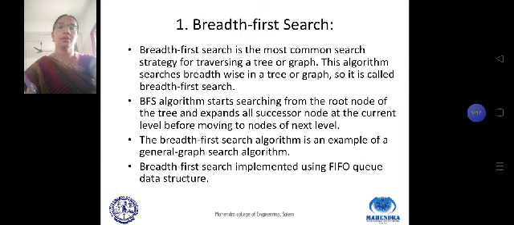Breadth first search is the most common search strategy for traversing a tree or graph. This algorithm searches breadth-wise in a tree or graph, so it's called breadth first search. This algorithm starts searching from the root node to the successor nodes in a breadth-wise manner. It is an example of a general graph search algorithm implemented using a FIFO queue data structure. What is FIFO? First in, first out. In a queue, the element that enters first comes out first. So that's called the queue data structure.